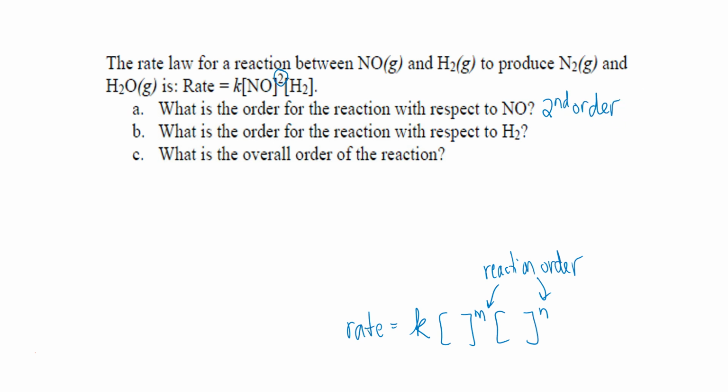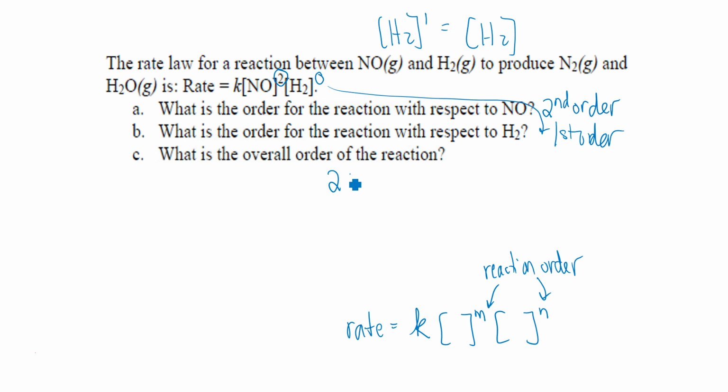respect to NO. The H2, if there's nothing written, that means that it is first order. Usually if the exponent is a 1, we just don't write it. So since there's nothing written here, that means that it is first order. The overall order of the reaction, you get this by adding together the reaction orders of the reactants. So this one is third order overall. The individual reaction orders will never be larger than 2, but the overall reaction order can be greater than 2.